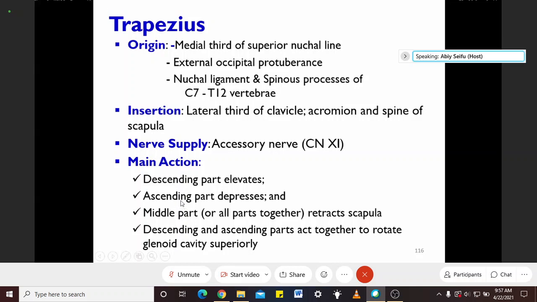The ascending fibers are the inferior part, whereas the middle part, the transverse fibers, retracts the scapula. The descending part elevates the scapula, and the ascending part depresses it. Collectively, they act on the glenoid cavity and rotate the scapula superiorly.